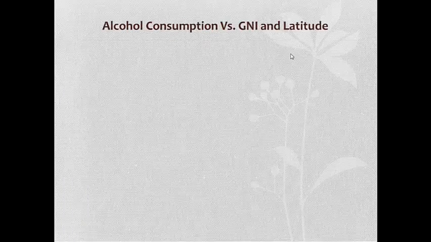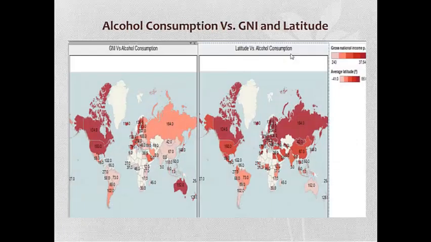Now we get into the analysis of alcohol consumption with respect to gross national income per capita and the latitude of the countries. The results indicate that alcohol consumption is high in countries with high gross national income. Also, an additional interesting inference is that alcohol consumption is high in the countries located far away from the equator, where the temperature is less.